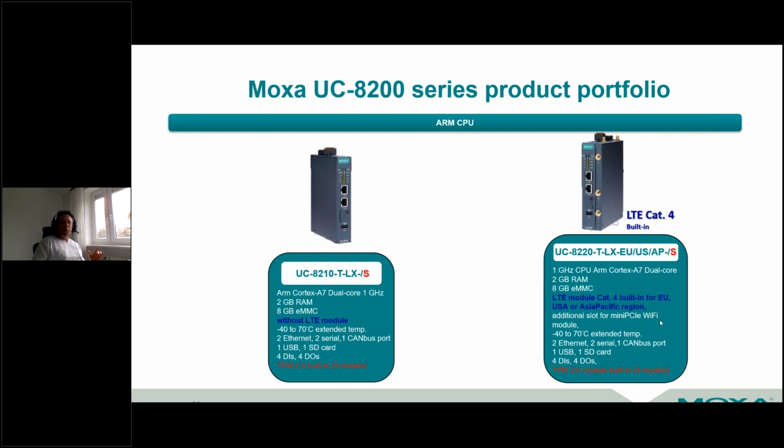It is empty, and opening the case of this, you can insert a Wi-Fi module into the device, and besides one LTE module, you can have LTE and Wi-Fi module in one device. Imagine an application where you can send the data from the Wi-Fi network onto the LTE network. Of course, these computers have the same hardware as the UC-8210, with digital inputs, outputs, USB and SD card.